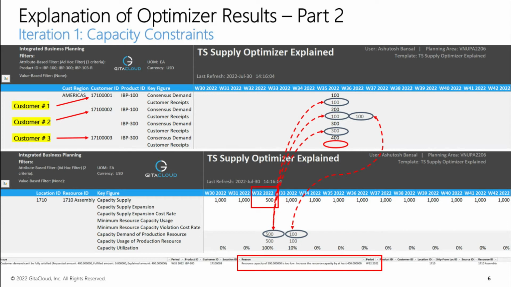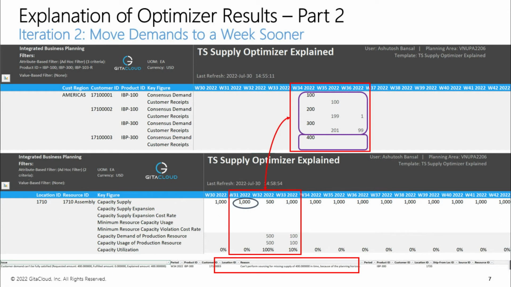All demands are in week 35 in this iteration. You may recall our explanation from part 1 that IBP could not produce sooner, as there is not enough lead time to procure raw materials. Let's validate this by moving demands to a week sooner.